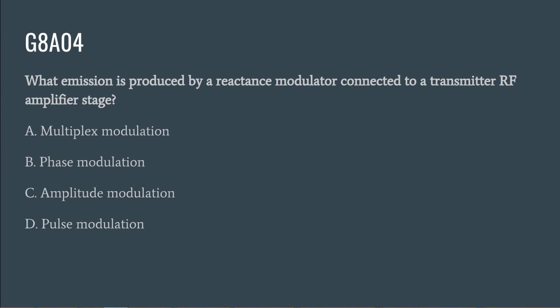Question G4A04 says, what emission is produced by a reactance modulator connected to a transmitter RF amplifier stage? A, multiplex modulation. B, phase modulation. C, amplitude modulation. Or D, pulse modulation. Correct answer is B, phase modulation.